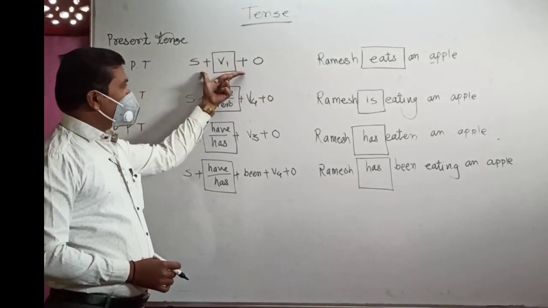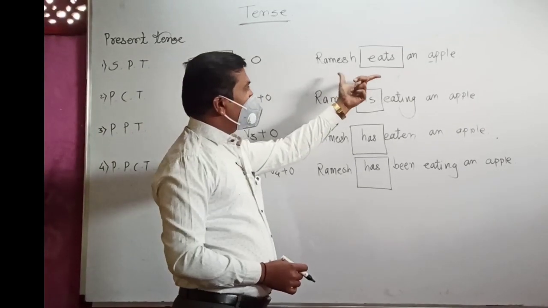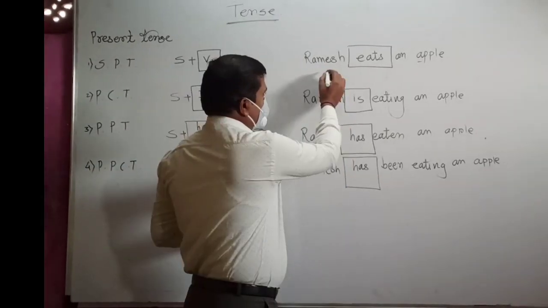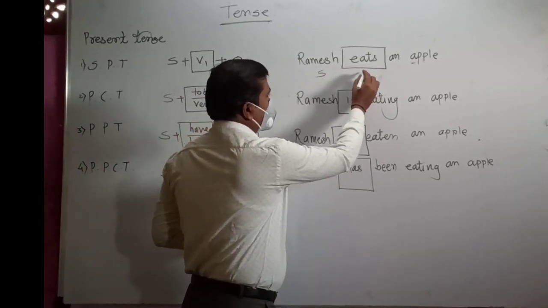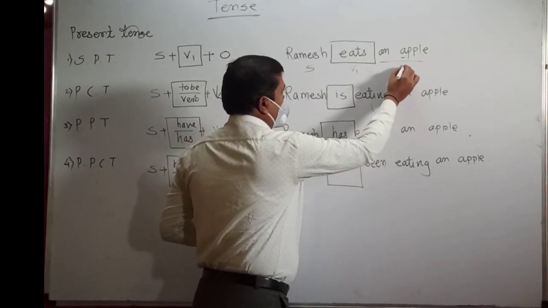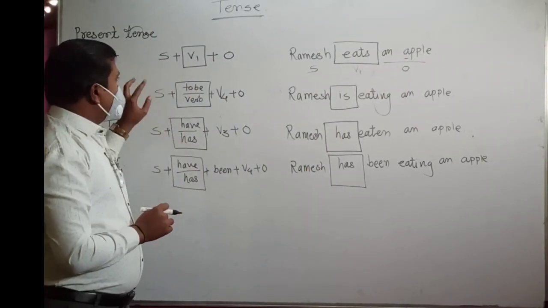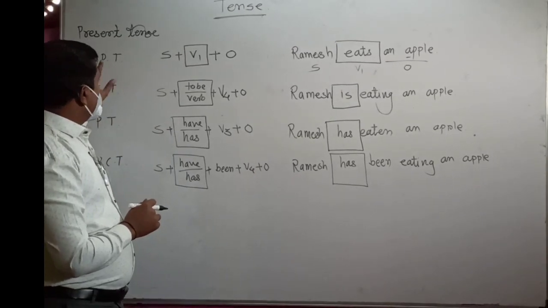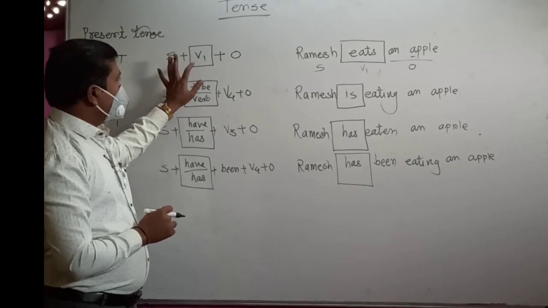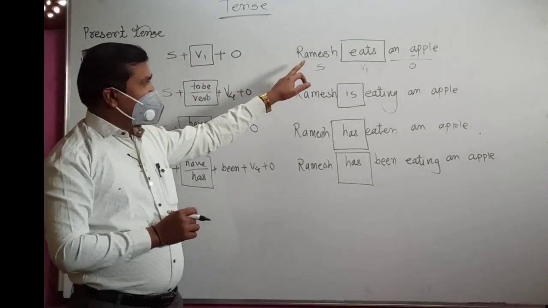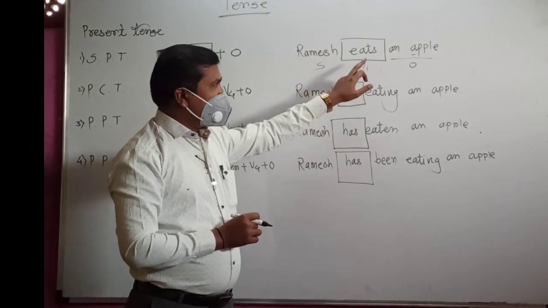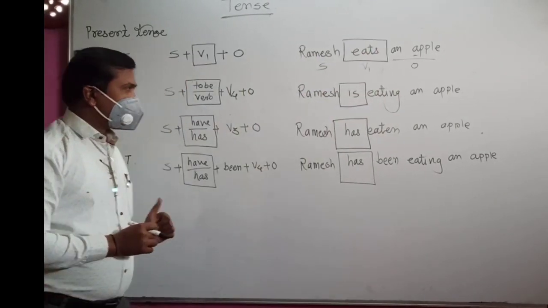With the help of this formula, we can frame a sentence in English, such as Ramesh, the subject, then V1, and an apple, the object. That's why if we take the simple present tense, this is the formula, subject plus V1 plus object, and the sentence is: Ramesh eats an apple.